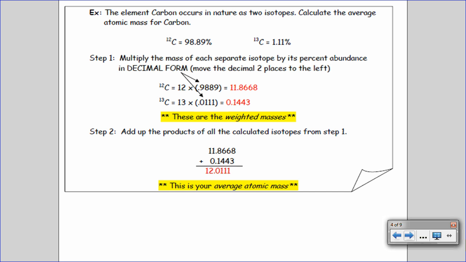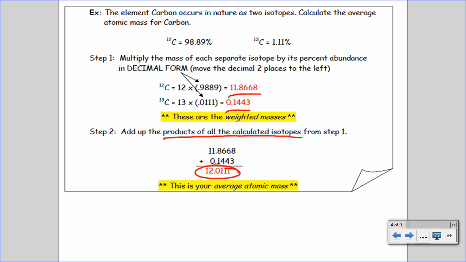So then we've taken the 12 from carbon 12, that's the beginning, and the 13 from carbon 13, that's the beginning, and multiplied by that decimal equivalent and gotten a result. But you're not done yet. These are the weighted masses. All you have to do is add those together at the end. So add up the products of the calculated isotopes from step 1, and you've got your average mass.